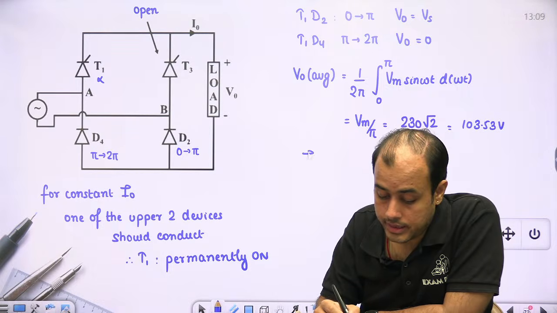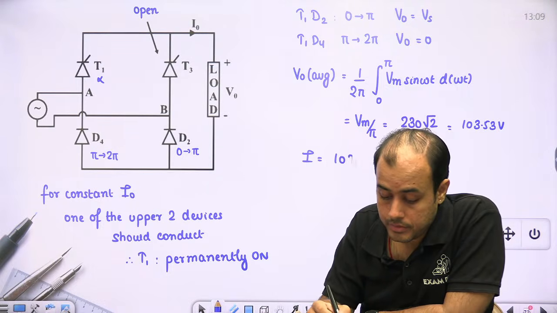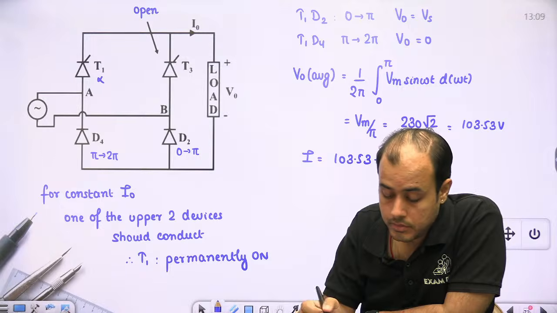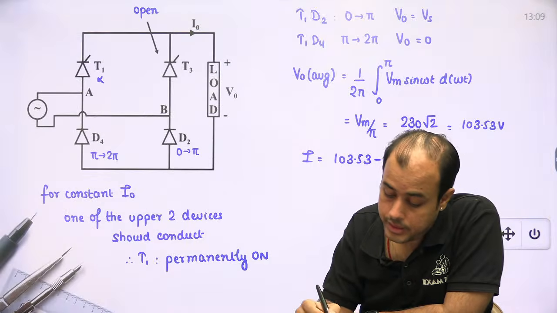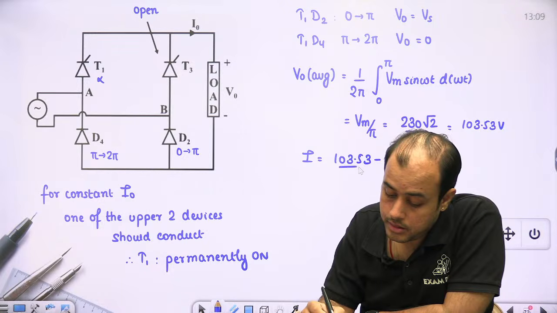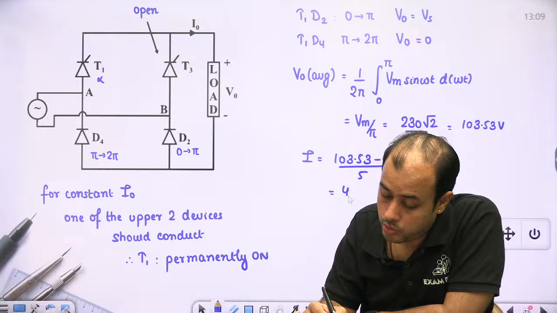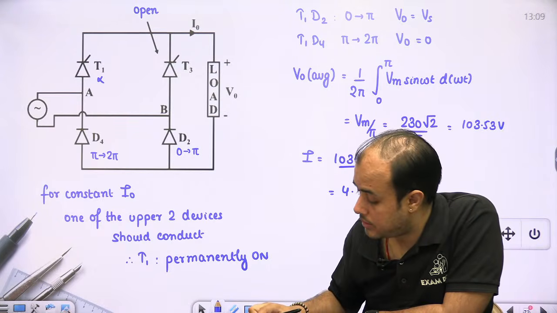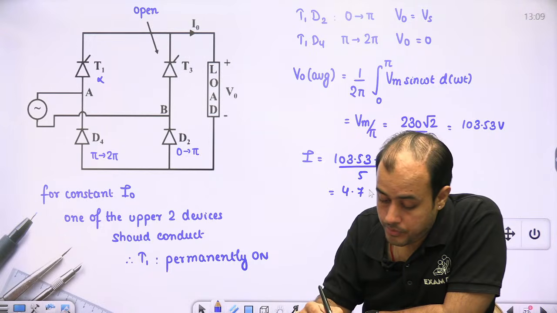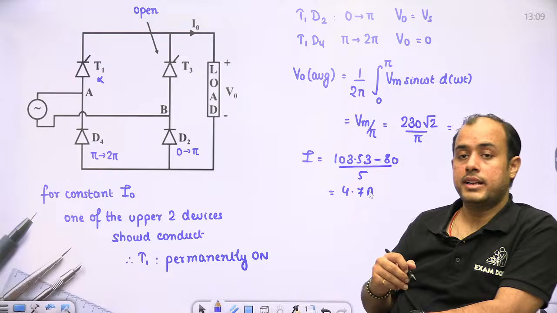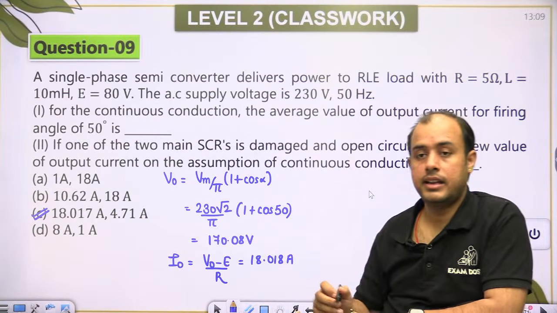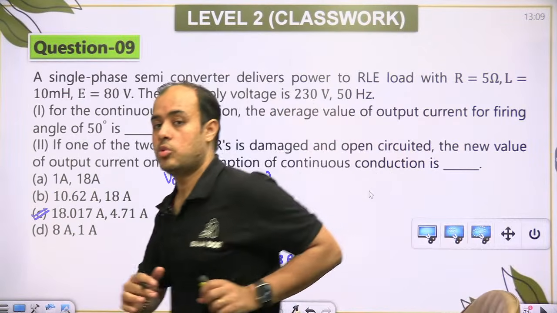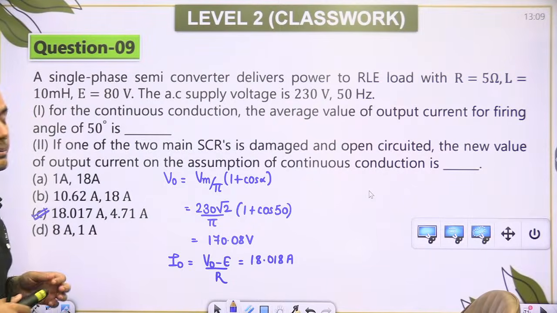What is the current? E is 80 by 5. 23.5, 4.6, 4.7. Okay, 4.7 एम्पियर. क्लियर हुआ? ये क्लियर हुआ? सेकेंड पार्ट कैसे करना है बेटा?